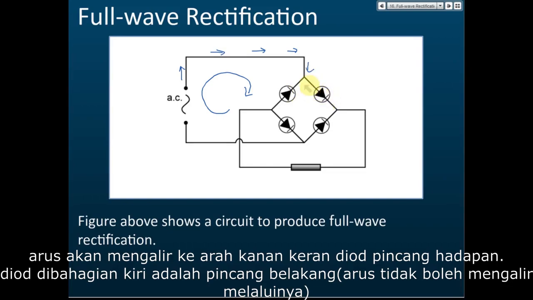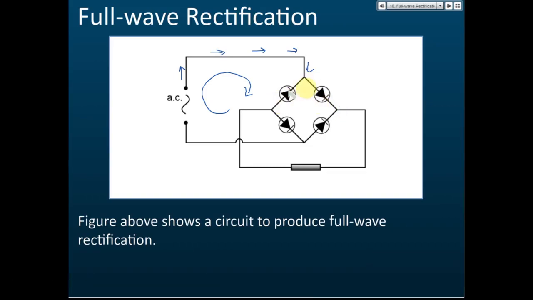So what do you all think? Will it go to the left or to the right? Yes, it will go to the right. Why? Because going to the right is forward bias and going to the left is reverse bias. In reverse bias, the current cannot pass through. So it will go to the right, pass through the diode, go right again, go down, and then go to the left and go up.